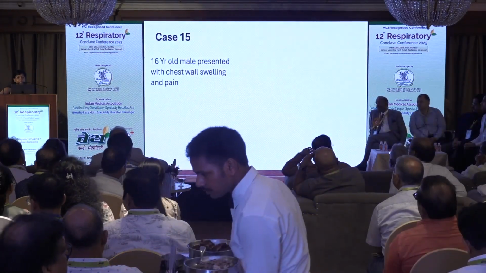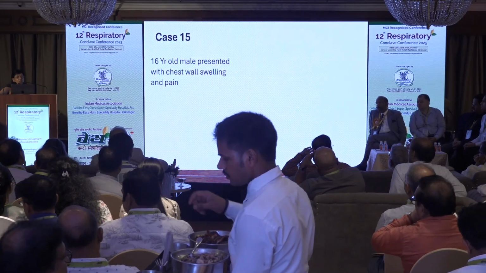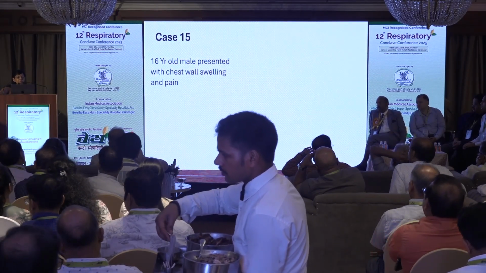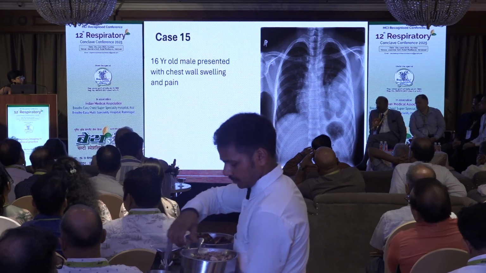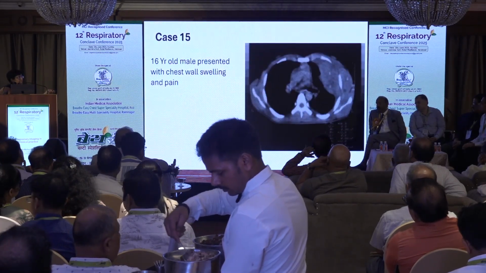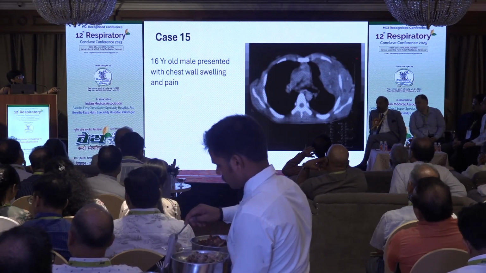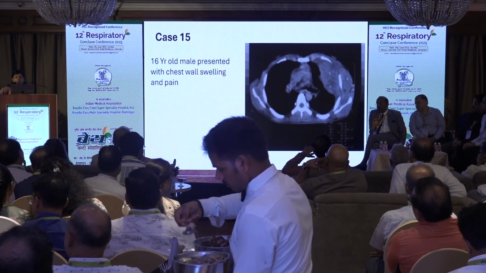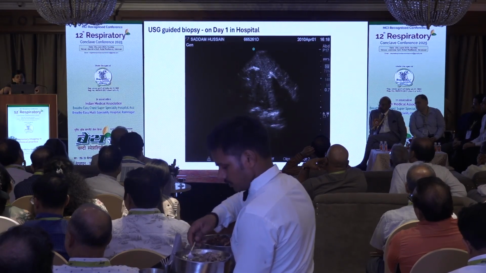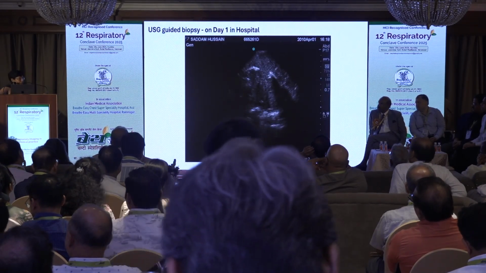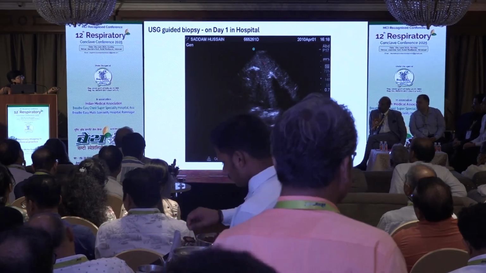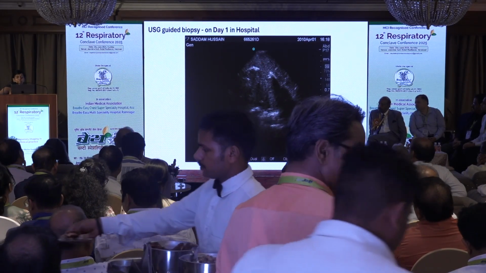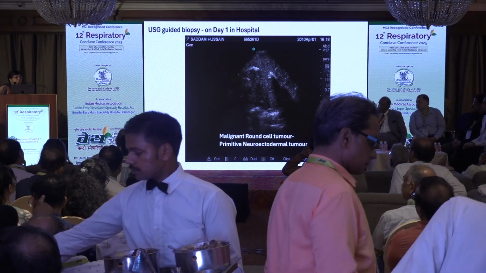The last case, I believe, a 16-year-old male presented with chest wall swelling and pain. This was the X-ray. We know it is abnormal. A corresponding CT image shows there is a lesion which is invading the chest wall as well. Day 1 in the hospital from the OPD, took the patient, did an ultrasound. I could see that there is a chest wall invasion. The biopsy was done. Next day we had the diagnosis of primitive neuroectodermal tumor. So ultrasound helps a lot.